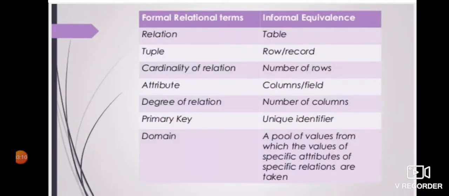Relation. A relation is a table of the database which contains the data in the form of rows and columns. A tuple is a row or record. Second is cardinality. The number of rows in a table is referred to as cardinality. Attribute. The column or field is also called an attribute. Degree of relation. The number of columns in a table is known as degree. Primary key. It is a unique identifier. It is an attribute which is a unique identifier of all the records in a database. Domain. A pool of values from which the values of a specific attribute are taken.